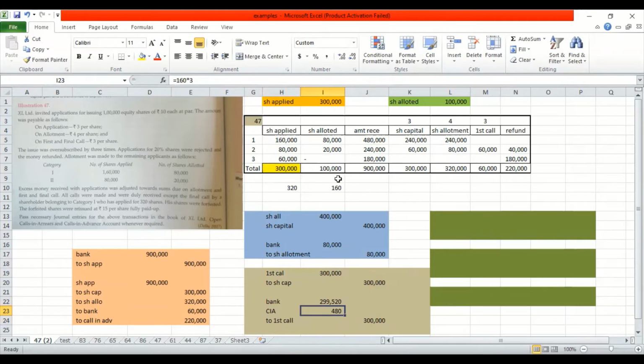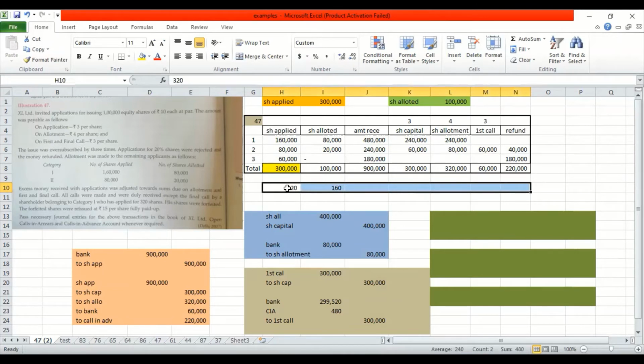So this is where the table helps you in this case. If somebody was a defaulter in the case of allotment also, we will further take this table to the next level and do it in the next sum. At this point, I hope this part is clear.